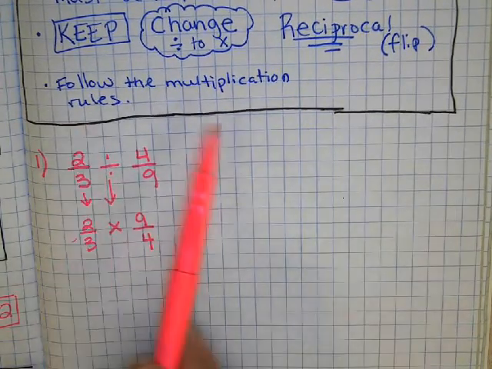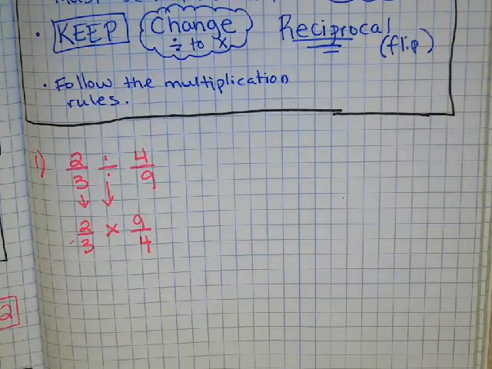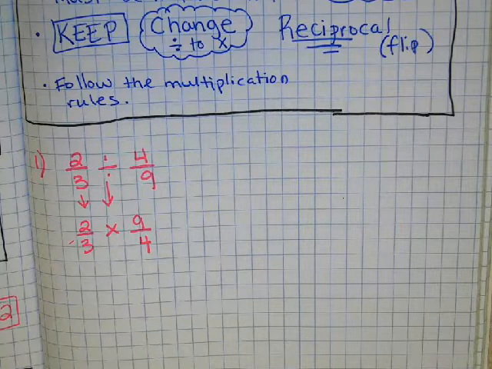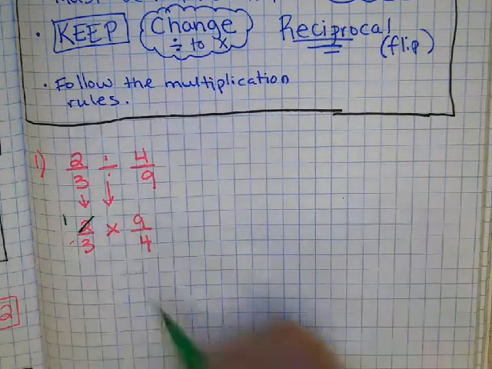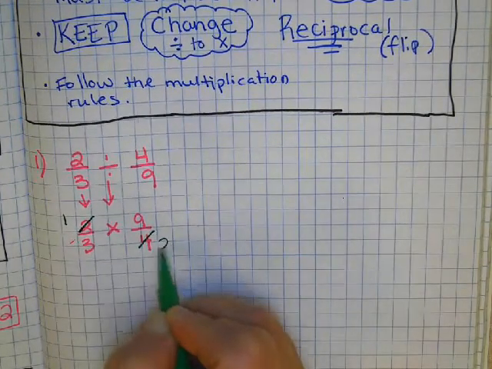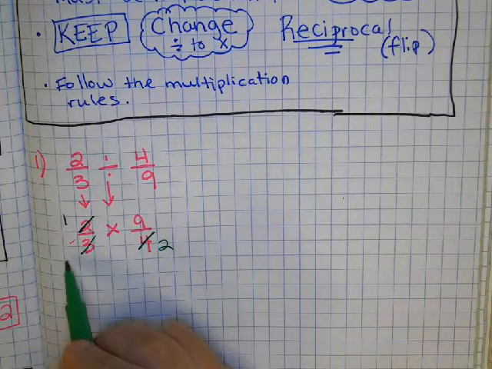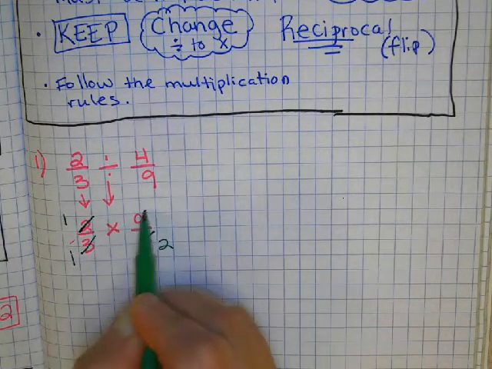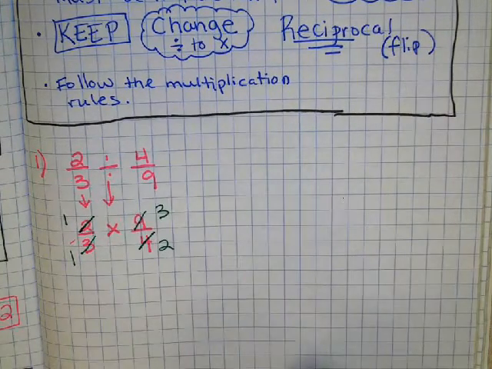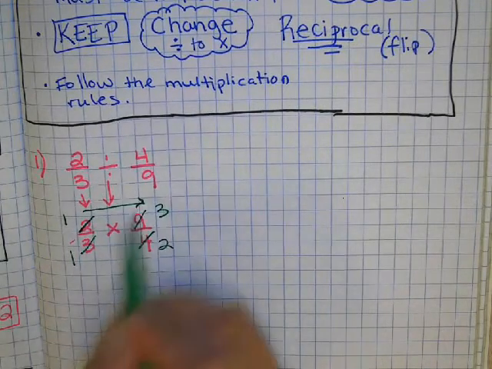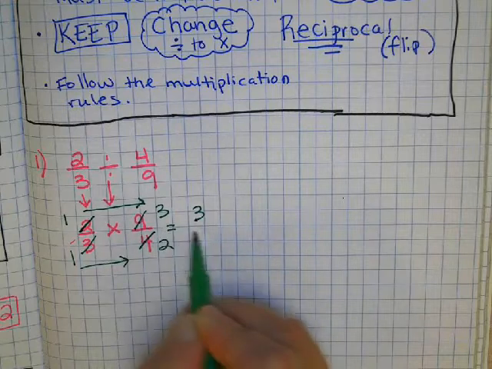Then we follow the rules for multiplication. So we look to see, can we cross-simplify anything? Well, I know that 2 is a factor of 4. 2 divided by 2 is 1. 4 divided by 2 is 2. 9 and 3. 3 divided by 3 is 1. And 9 divided by 3 is 3. So now I can multiply straight across. 1 times 3 is 3. 1 times 2 is 2.